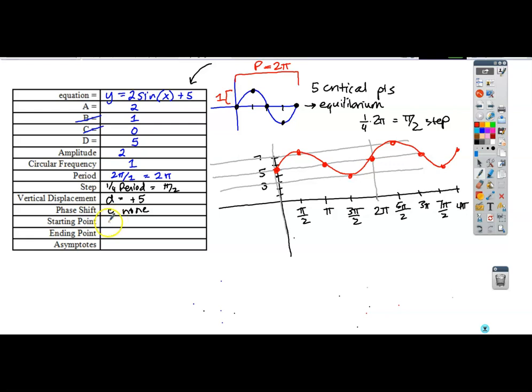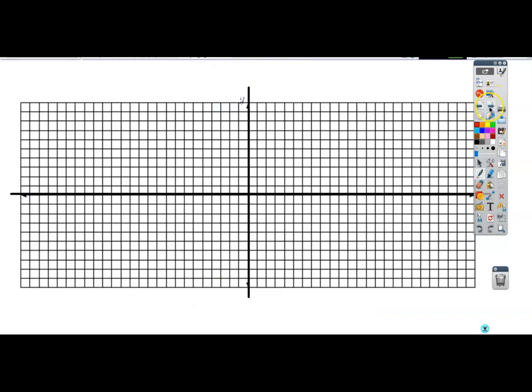So my starting point, once you have your graph, should be easy. My starting point was right here, and that was (0, 5), because I can tell since I marked my axis. My ending point of my one period was right here, which was (2 pi, 5). No asymptotes. Okay, let's try another one. I think I'm going to need a clean screen, so I'm going to get rid of this.